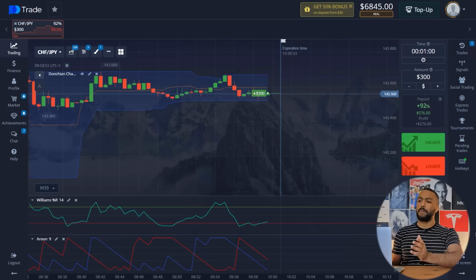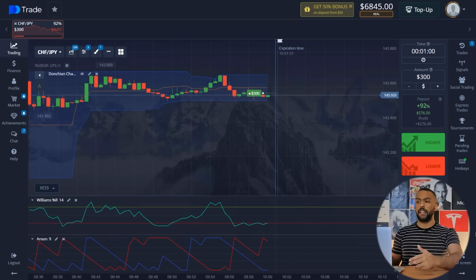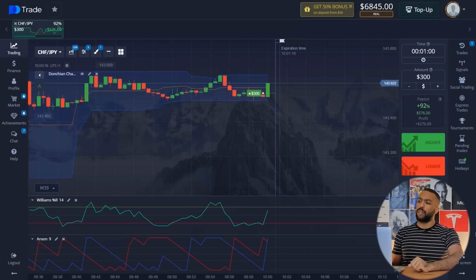And I made this decision based on the data coming from the Williams %R indicator because its line crossed the 80 level, which is a signal about a possible increase in price. And also, I made my decision based on the price movement, since a minute ago, when it reached the lower limit of the Donchian channel indicator, it made an upward correction and could not decrease anymore. Based on these 2 points, I decided to make an up trade.